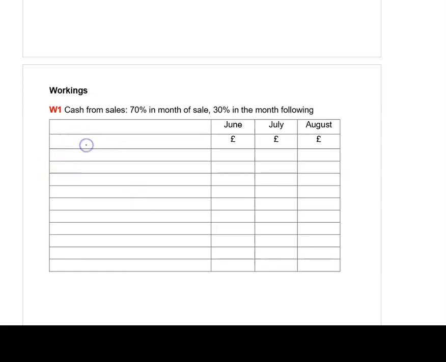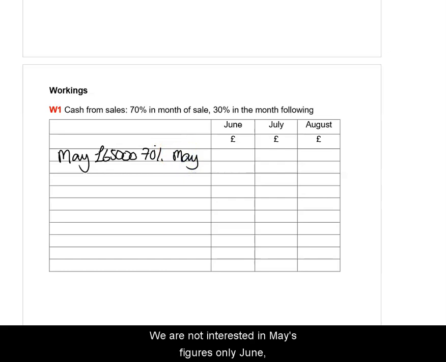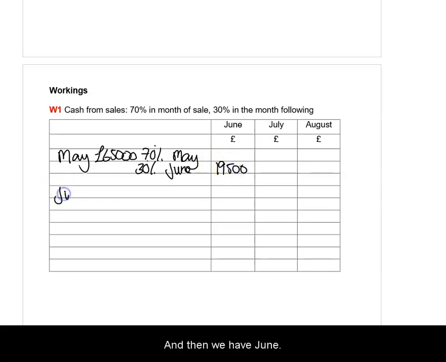And so for June, we start with May, don't we? So for May, we have £65,000, of which 70% came in May. We're not interested in that. And 30% in June. We are interested in that. And 30% of 65,000 is £19,500.